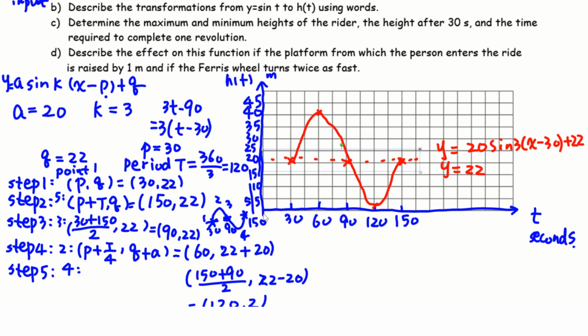So 120 is the period, so one period point is minus 120 gives you 0, so 0, 22 is the starting point. So continue. You have more than one revolution here. A revolution is also one period. They are the same.